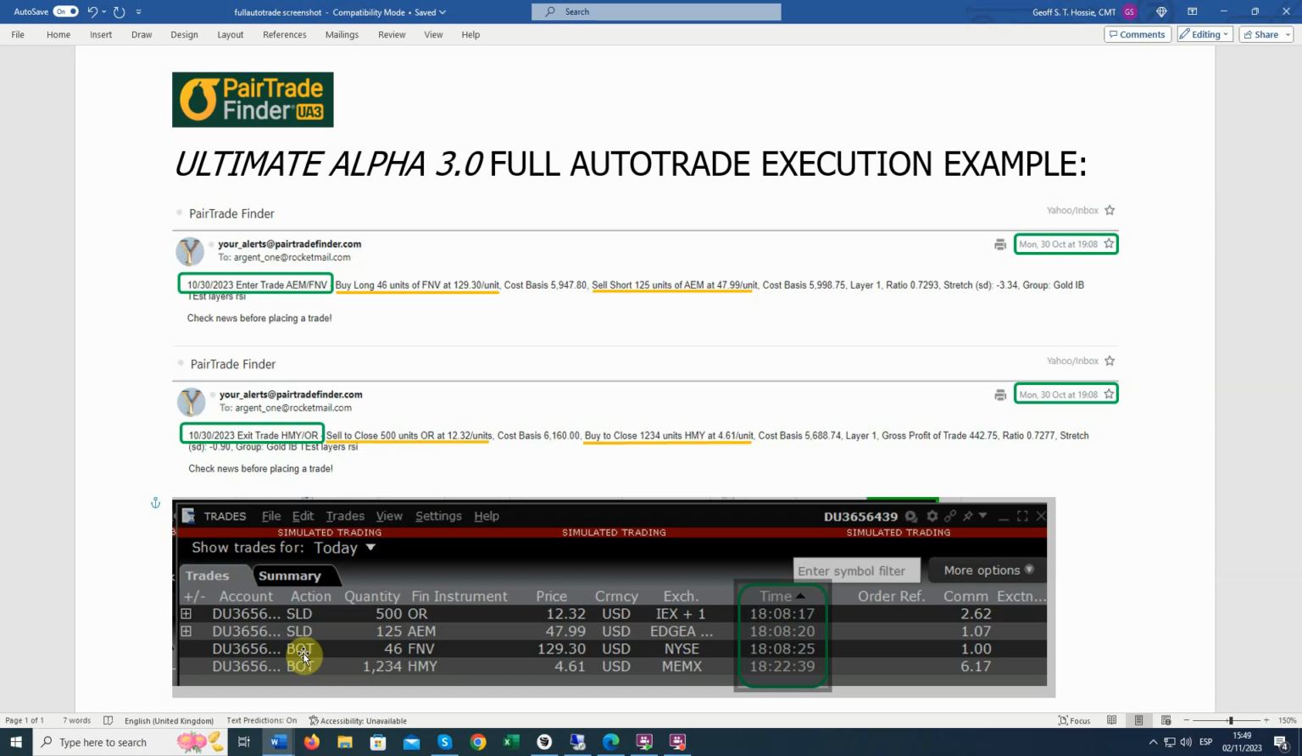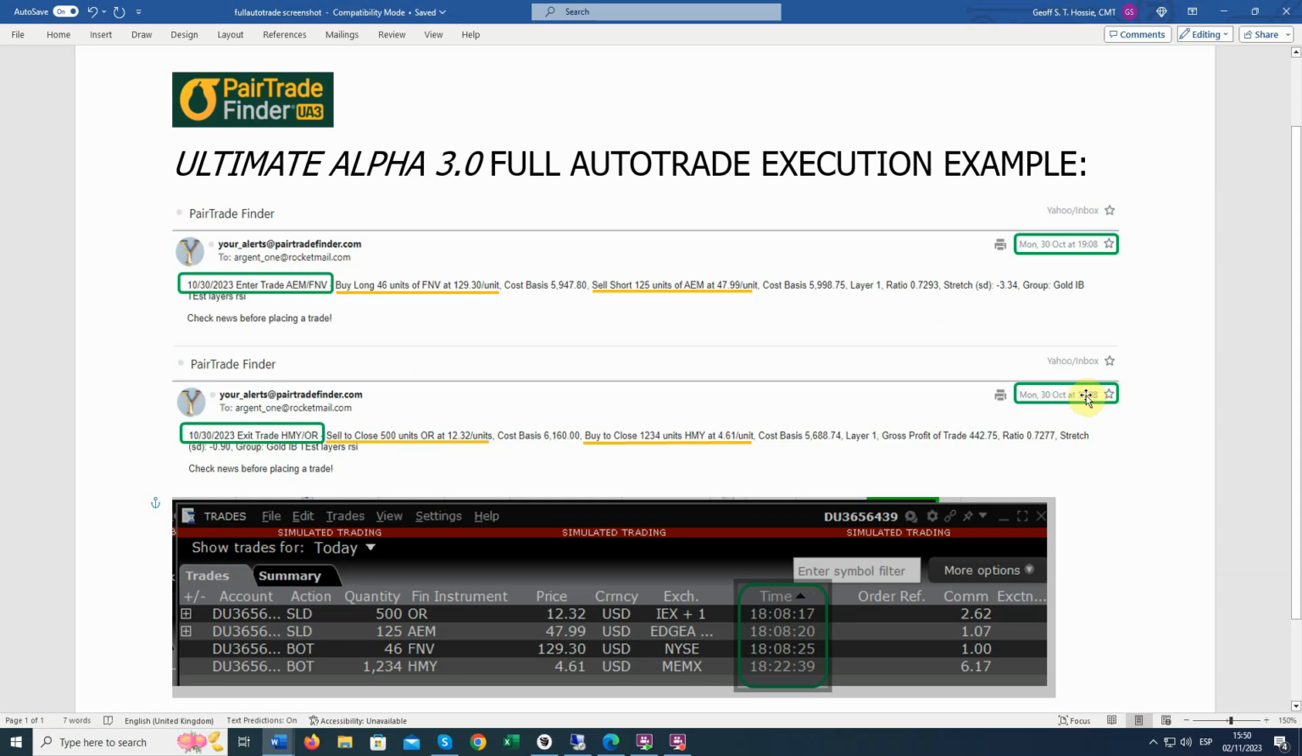But if you look at the trade history, this generated at 7:08. The VM's 1 hour behind, so as it generated, it was 18:08 on the VM. Buy 46 of FNV at 129.30. We bought 46 FNV at 129.30. Sell short 125 AEM at 47.99. We sold 125 AEM at 47.99 at 18:08.20. So 20 seconds after this order generated, and in the case of FNV, 25 seconds after it generated.